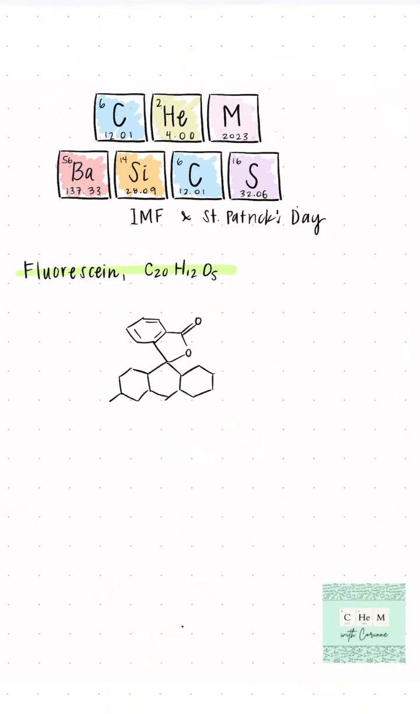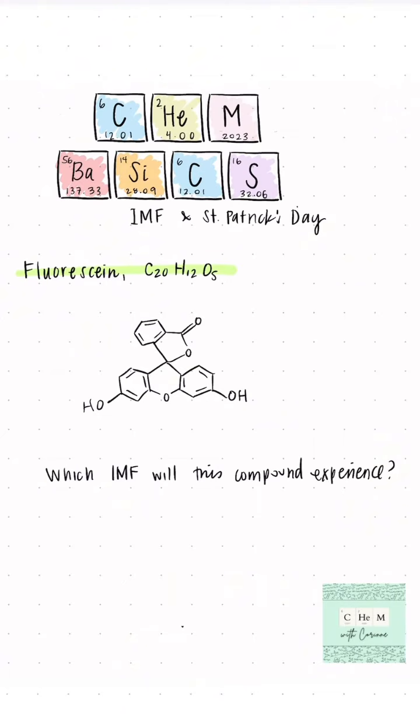Fluorescein has the chemical formula C20H12O5, and here's what it looks like. I am using organic nomenclature, but more on that in just a second. So what we want to think about is which IMF this compound is going to experience, and I'm going to focus on these four: ion-dipole, dipole-dipole, hydrogen bonding, and London dispersion forces.